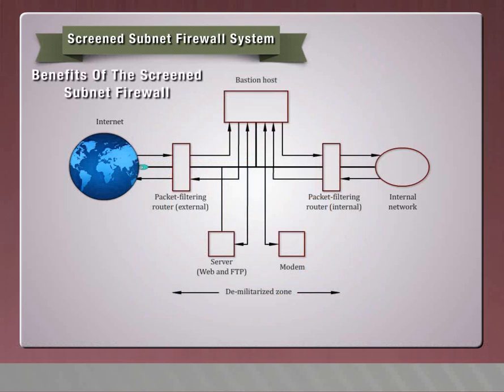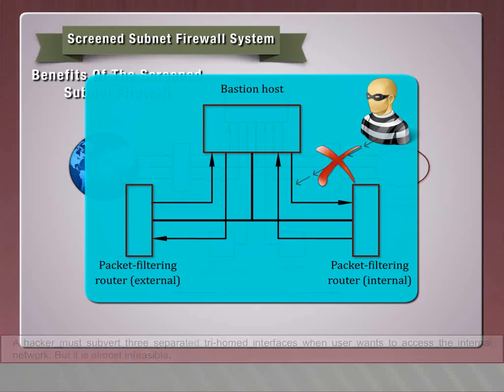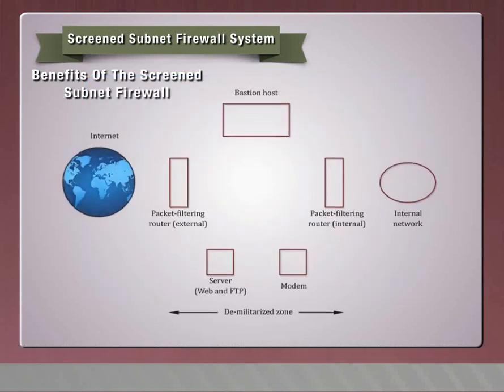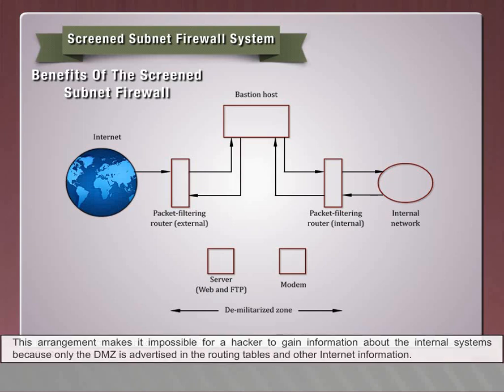Benefits of the screened subnet firewall. A hacker must subvert three separate tri-homed interfaces when trying to access the internal network, but it is almost infeasible. The internal network is effectively invisible to the internet because all inbound or outbound packets go directly through the DMZ. This arrangement makes it impossible for a hacker to gain information about the internal systems because only the DMZ is advertised in the routing tables and other internet information.